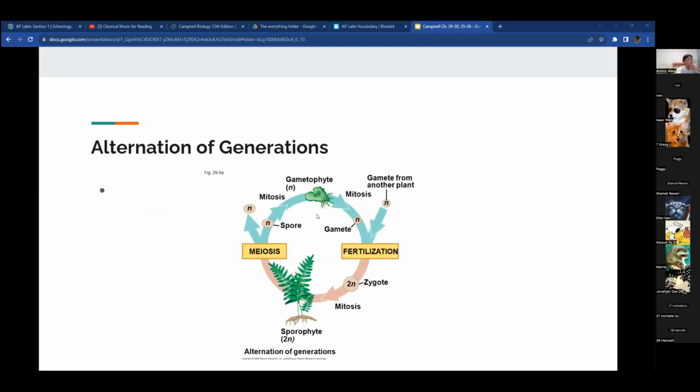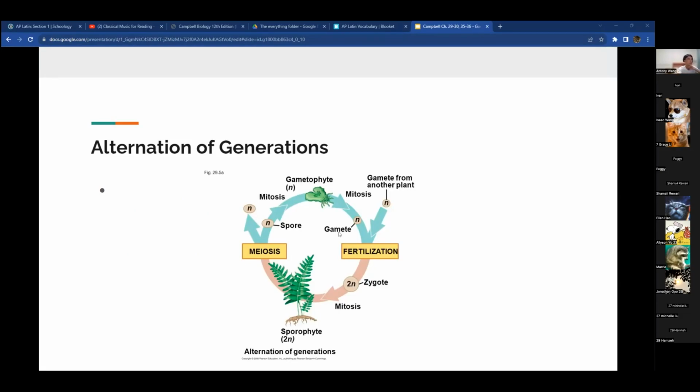This is some more about the alternation of generations. So as you can see, the plant has a diploid structure known as a sporophyte. Certain cells in the sporangia undergo meiosis, which produces haploid spores. Each haploid spore develops into a gametophyte, and the gametophyte is a multicellular haploid structure. Then the gametophyte with mitosis produces haploid gametes.